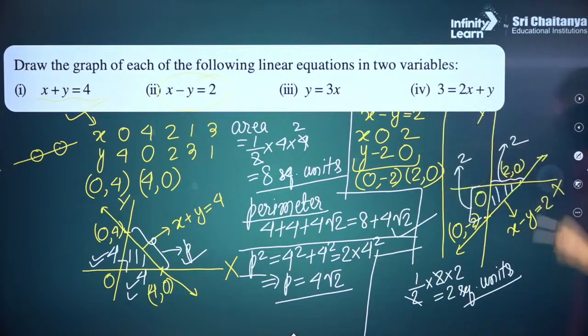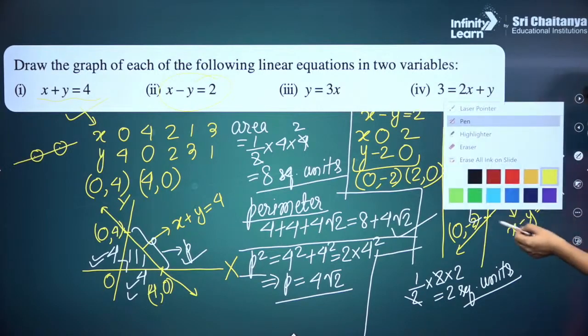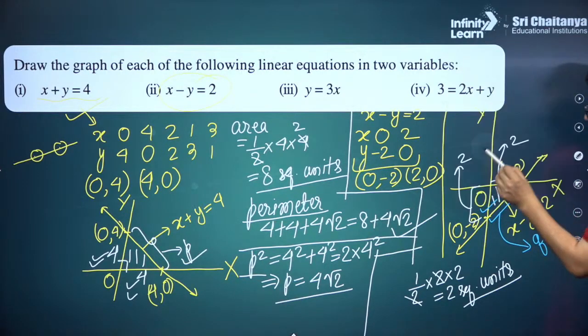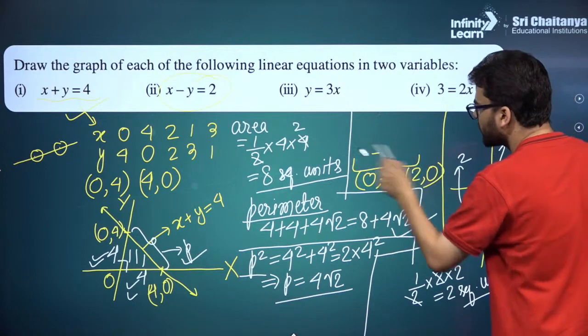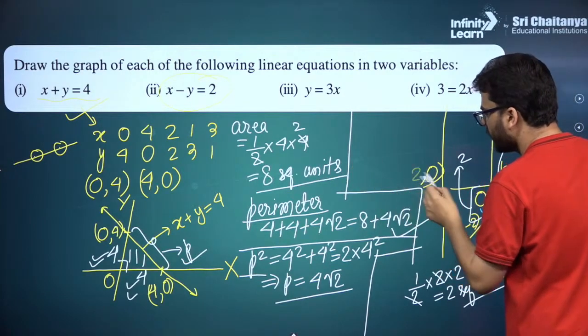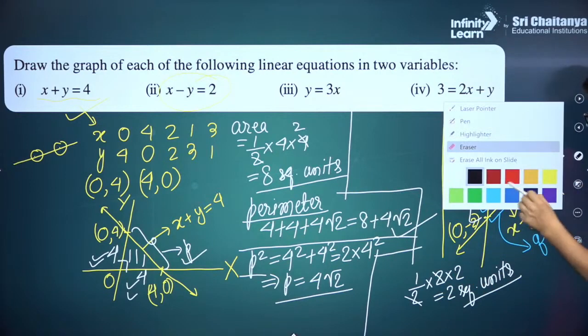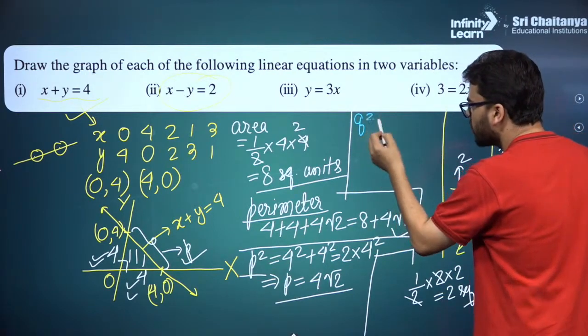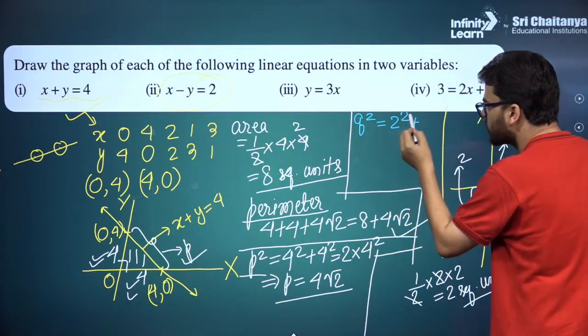So for perimeter, what can I do, guys? You see over here that this side is 2 units, this is also 2 units. Now we have to find the hypotenuse. Suppose the hypotenuse is q units over here, right? So you can use the Pythagoras theorem again. I'll do the calculation over here. We'll use the Pythagoras theorem again, guys. So hypotenuse square is equal to the sum of the squares of the other 2 sides. So q square is equal to 2 square plus 2 square, right?